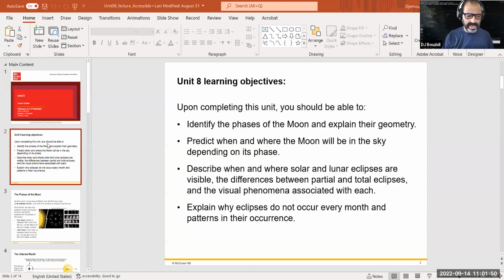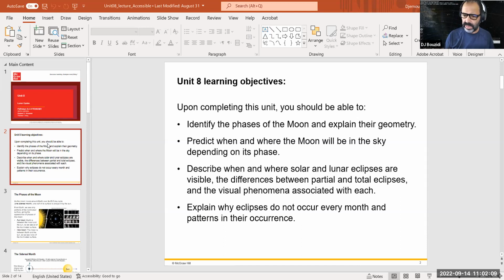So again, this is about the cycles of the moon, and I really want you guys to pay attention to this unit because it's very important. One of the major objectives of this class is to learn about the moon phases and describe the period that we are in the lunar month based on the phase of the moon when you look at it.